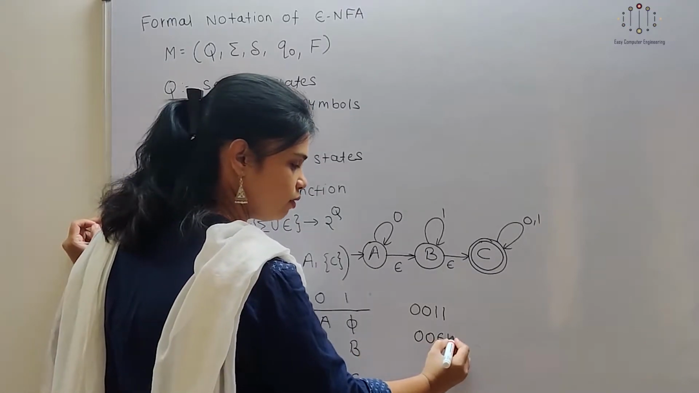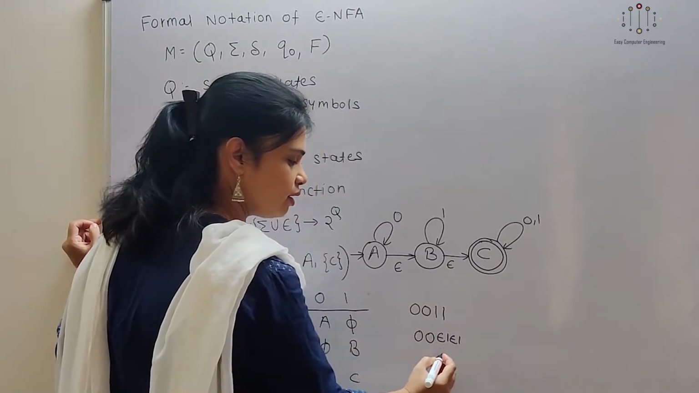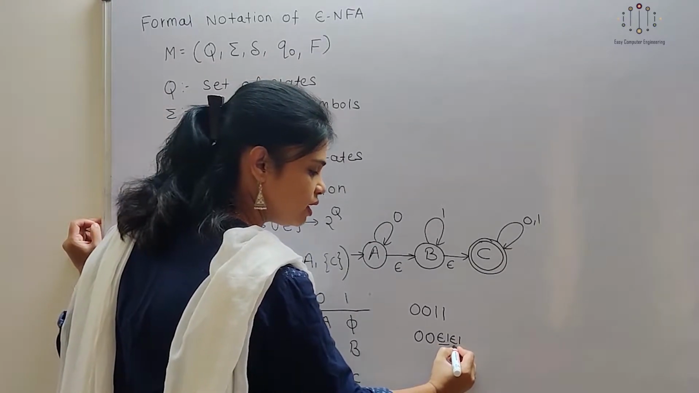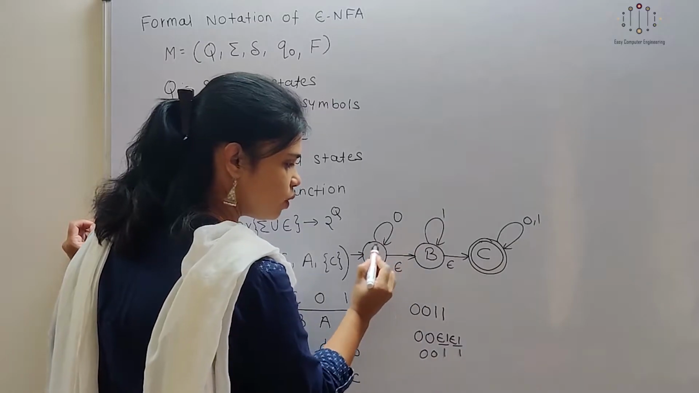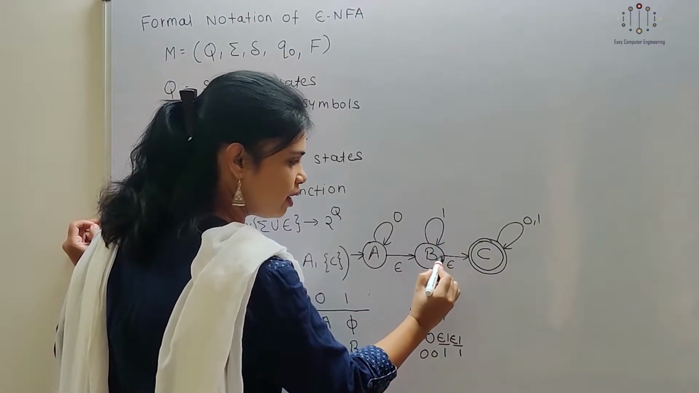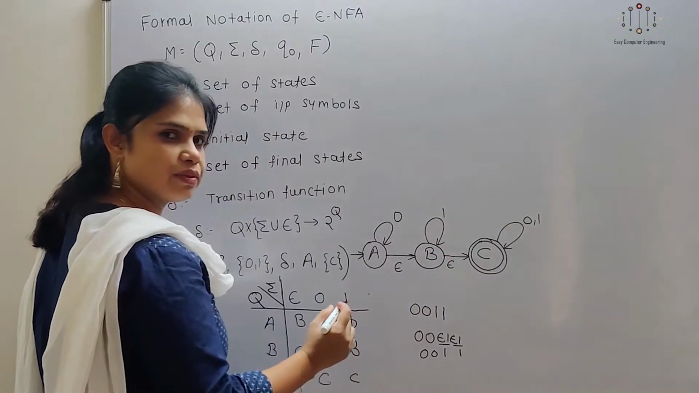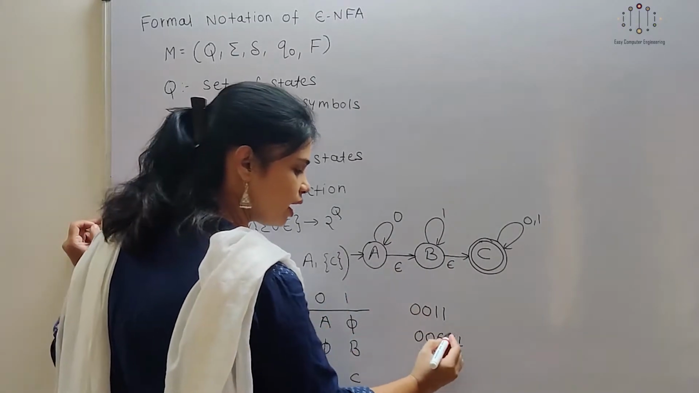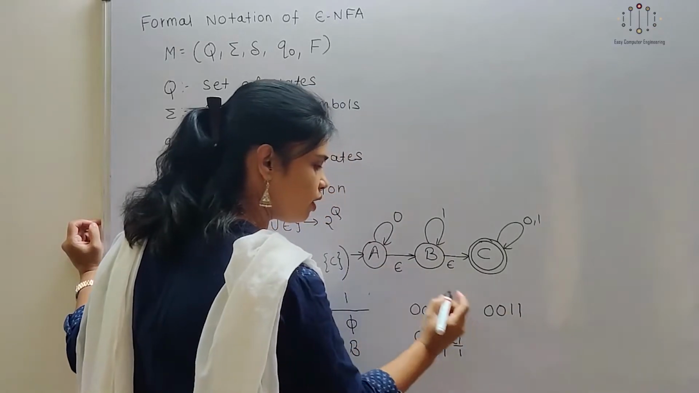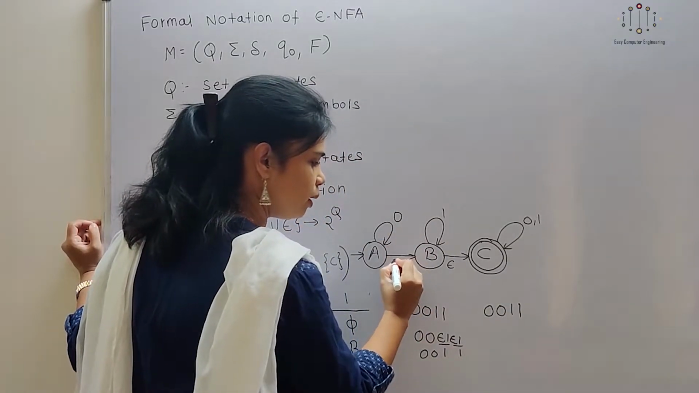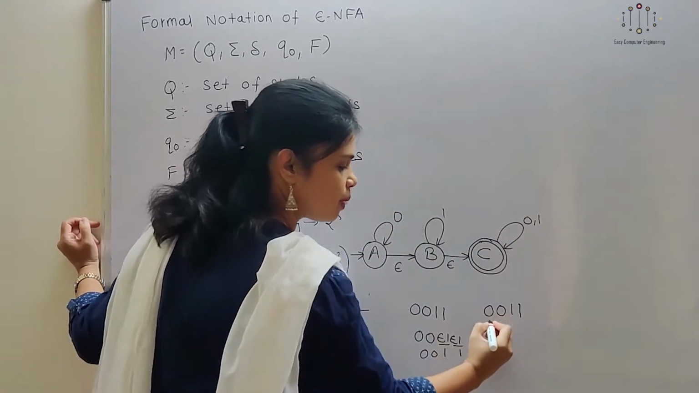Okay, epsilon 1, then epsilon 1 again. This is nothing but 1, this is nothing but 1. So on 0 0 means 0 0 epsilon 1 epsilon 1 like this. Okay, same way we can do one more transition, 0 0 1 1. So how can we reach 0 0 epsilon epsilon 1 1?